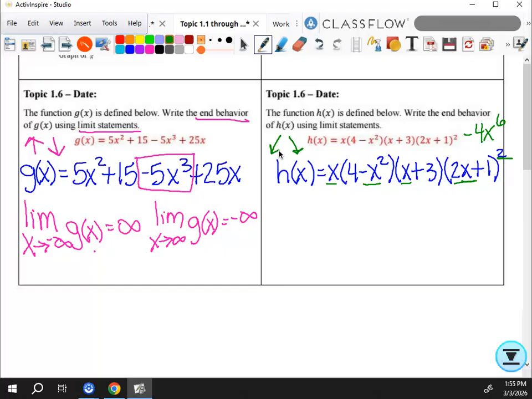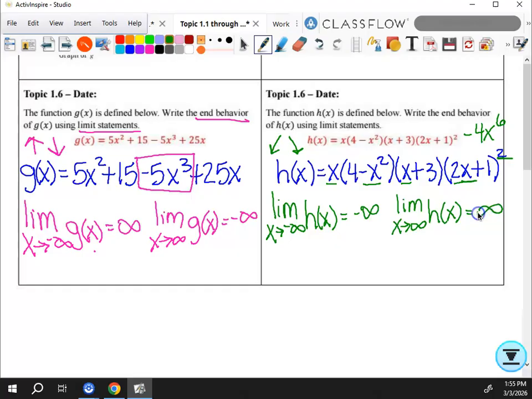So that would mean we have the limit as x approaches negative infinity of h of x equals negative infinity, and the limit as x approaches infinity of h of x equals negative infinity. Okay? Any questions about either one of those? What's your question? You have a question. Tell me, I see it on your face. Okay. Even is the same, yes. All right, we're good? All righty, put those away till next time.